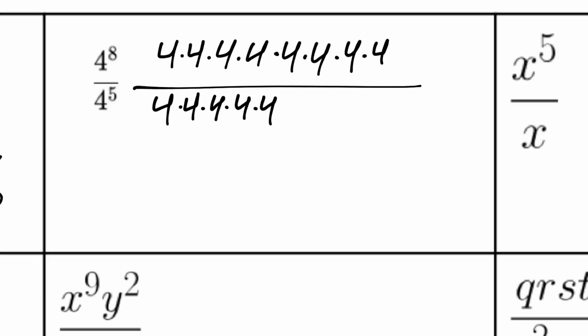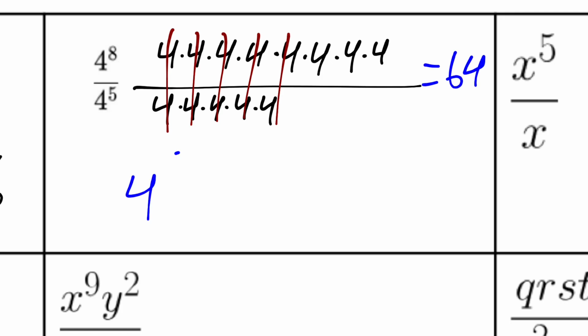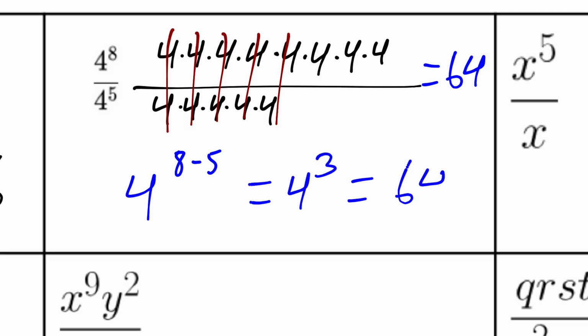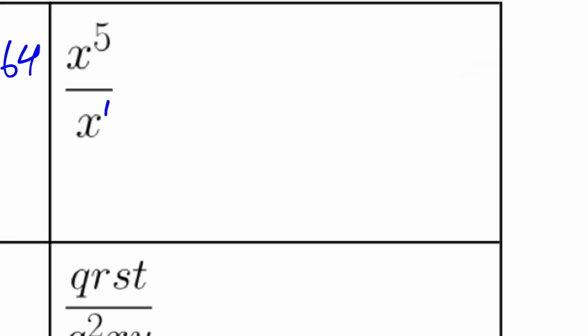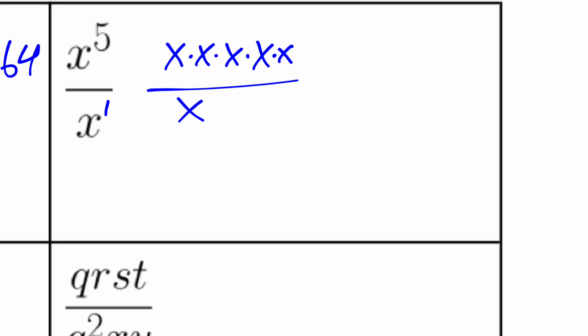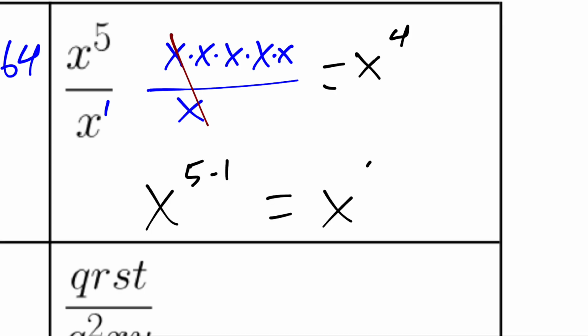Here we have 4 to the 8th divided by 4 to the 5th. We cancel out 1, 2, 3, 4, 5 of them. There's 3 left on top. That's going to give us 64. The shortcut is to just subtract. 8 minus 5. Remember here that x has a 1. So if you think about how many x's are on top and the bottom, you cancel out 1. There's 4 left on top, x to the 4th. You can also use subtraction. 5 minus 1 is equal to 4.